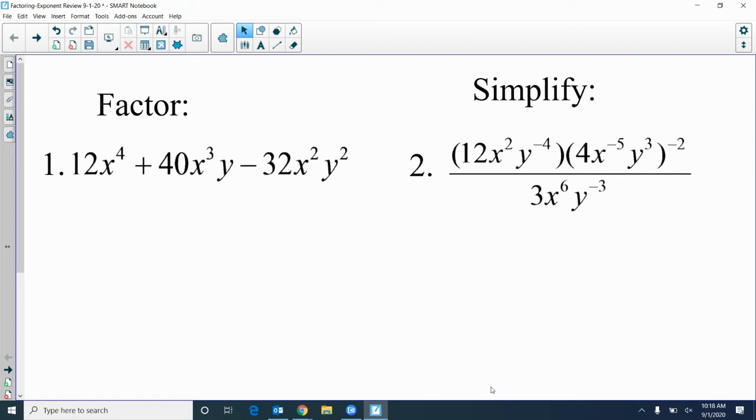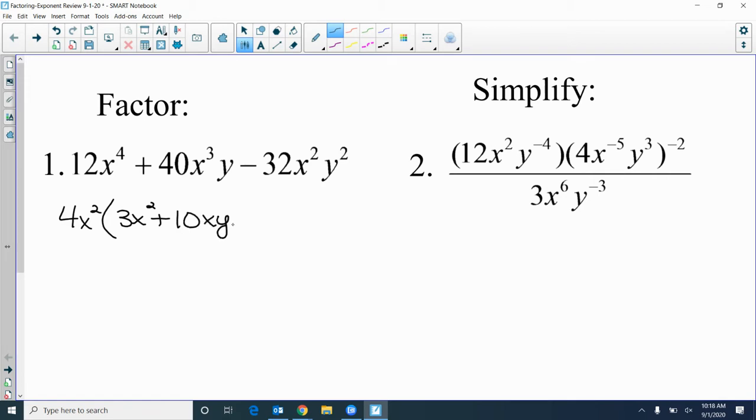All right, number one, factor that. What's your GCF? Josh, Mark, what's my GCF? 4x squared. Good, 4x squared. And then that gives me 3x squared plus 10xy minus 8y squared. All right, now the question is, do I factor again?